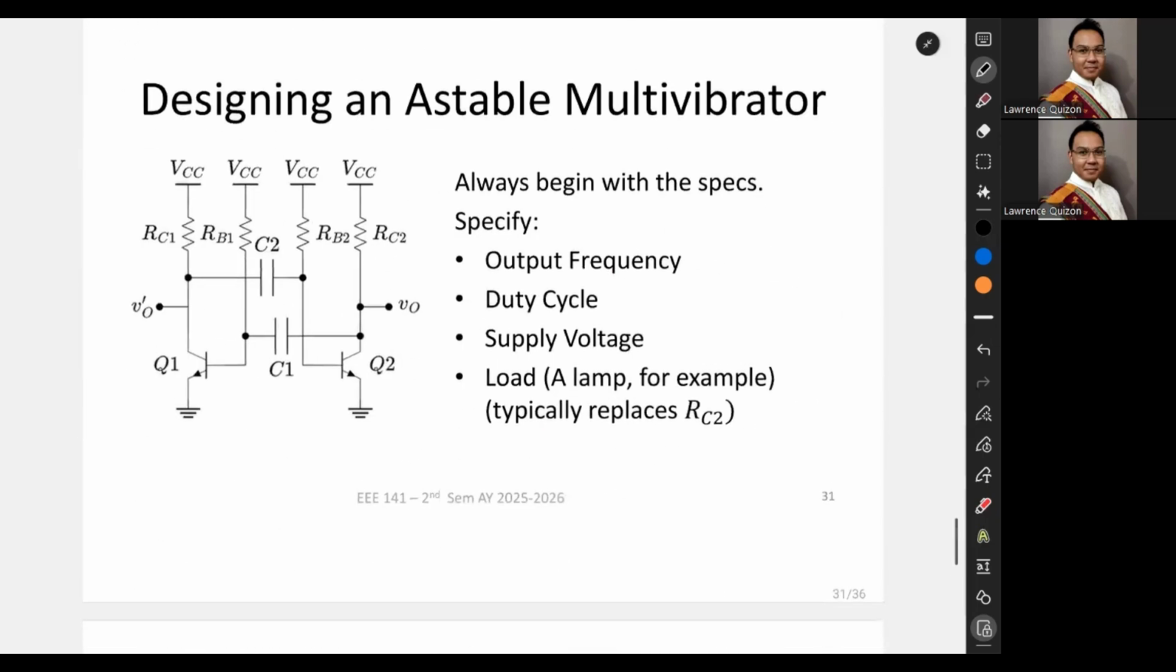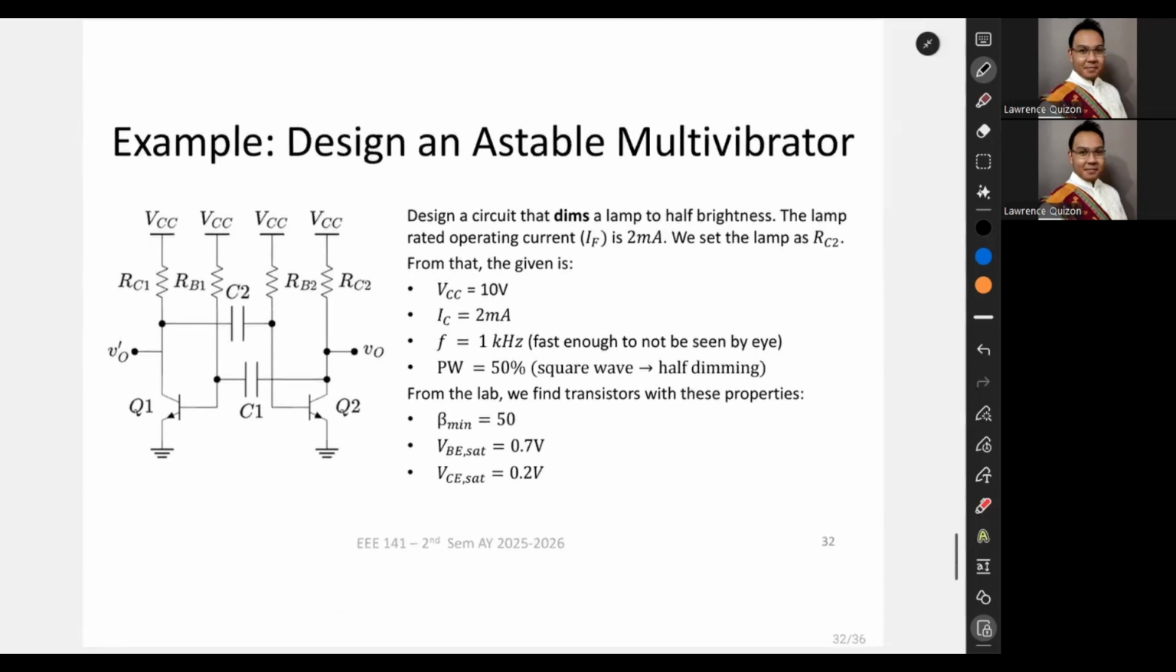So, when designing an astable multivibrator to meet specific specs, we always begin with the specs. We want to specify the output frequency, the duty cycle, the supply voltage, and what load we have. For example, we want to design a circuit that dims a lamp to half brightness, and we have a rated operating current of 2 milliamps. We set the lamp as RC2. So this is the lamp, and we want the 2 milliamps here.